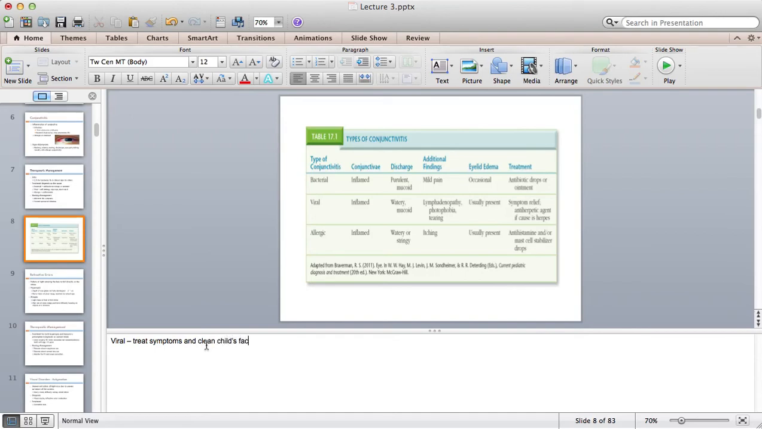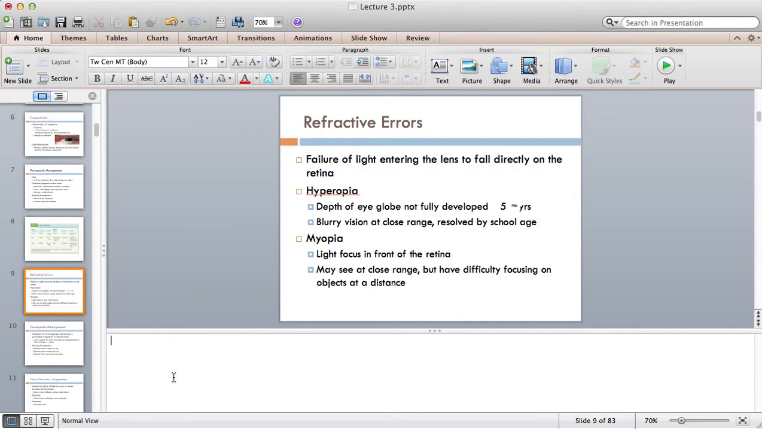Another problem of the eye will be what we refer to as refractive errors. This is when there is a failure of light to focus properly. The light is entering the lens, but it does not fall directly on the retina, so there is a divergence of that light. You can have hyperopia, which means that the depth of the eye globe is not fully developed until approximately 5 years. And with that, you see that the child has blurred vision.